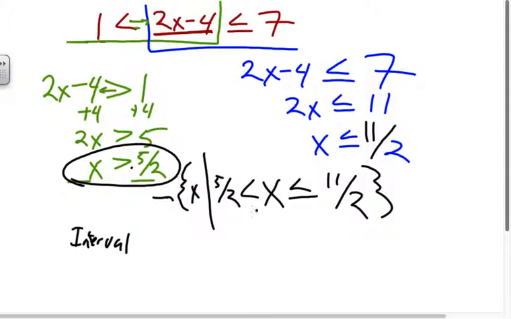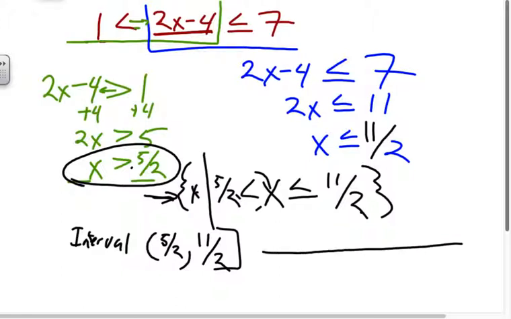All right, since I don't have a less than or equal to, this is going to be a parenthesis. So it's 5 halves. Then I go up to my upper end, which is 11 halves. And since that's an equal to, that's a bracket. So set builder, interval, and I'm going to actually work with this thing on a number line.